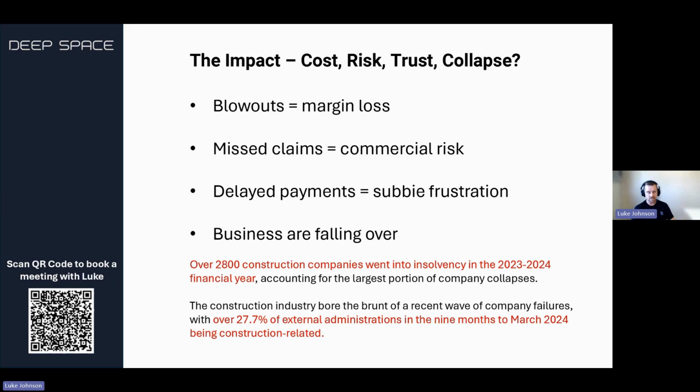Sometimes we'll have delayed payments, and that starts to get the subbies frustrated. Maybe they're our best subby, and just through some kind of admin headaches, we have now alienated them just because the system wasn't working, because we didn't respond fast enough. And it comes down to trust also.